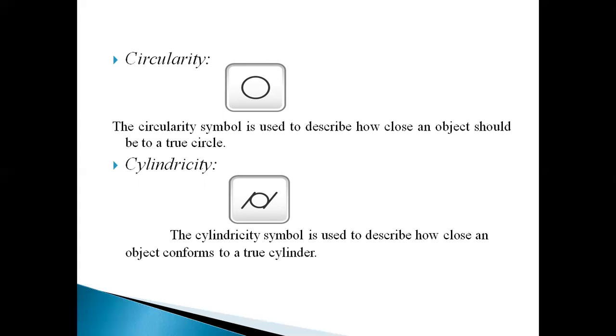Next one is cylindricity. The cylindricity symbol is used to describe how close an object conforms to a true cylinder. It describes a condition of a surface of revolution in which all points of a surface are equidistant from a common axis. Cylindricity is a three-dimensional tolerance that controls the overall form of a cylindrical feature to ensure that it is round enough and straight enough along its axis. Cylindricity is also independent of datum feature.